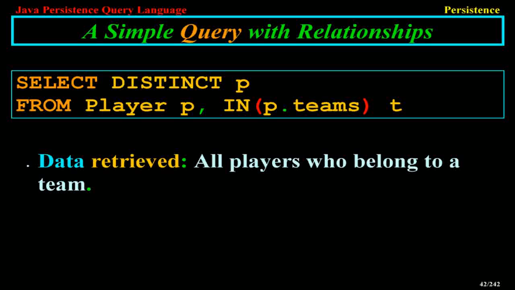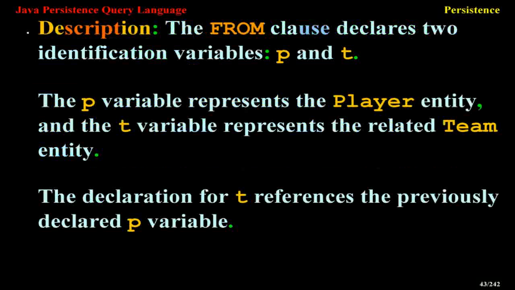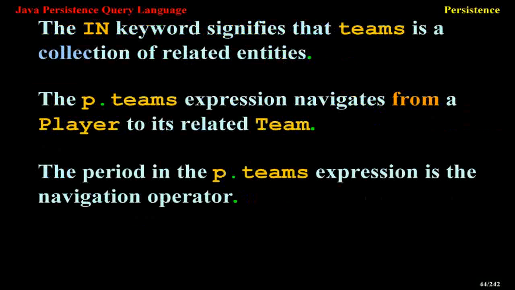A simple query with relationships. SELECT DISTINCT p FROM Player p, IN (p.teams) AS t. Data retrieved: all players who belong to a team. Description. The from clause declares two identification variables, p and t. The p variable represents the Player entity, and the t variable represents the related Team entity. The declaration for t references the previously declared p variable. The IN keyword signifies that teams is a collection of related entities. The p.teams expression navigates from a player to its related teams. The period in the p.teams expression is the navigation operator.